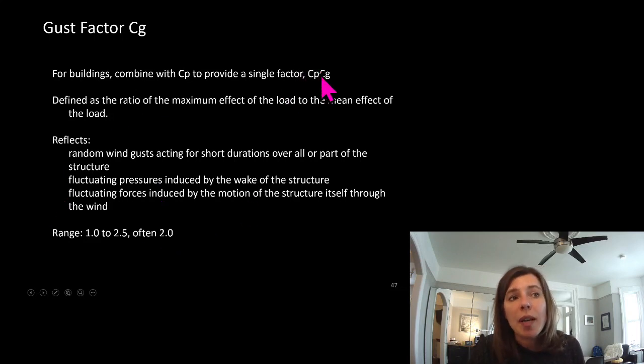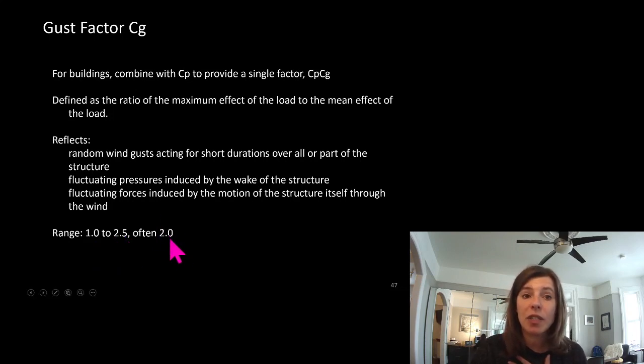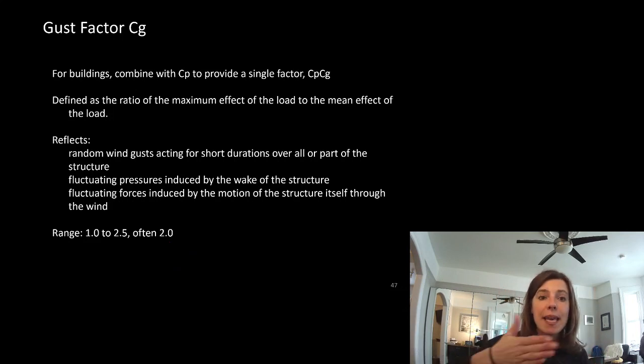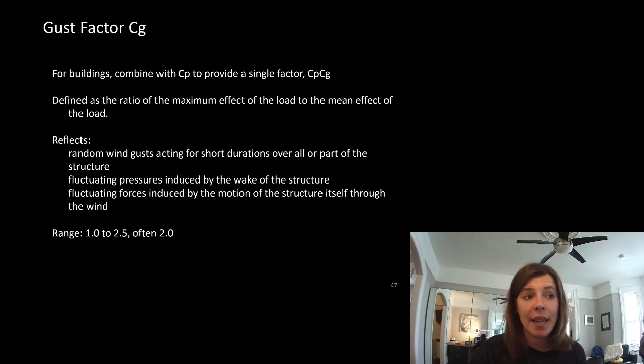CG, if you weren't combining it with CP, varies from 1 to 2.5. If I'm doing a high-rise building, it's often 2. If I'm doing art pieces, because they're small things, they're more likely to have their entire surface see that peak gust load simultaneously. I'll use 2.5.